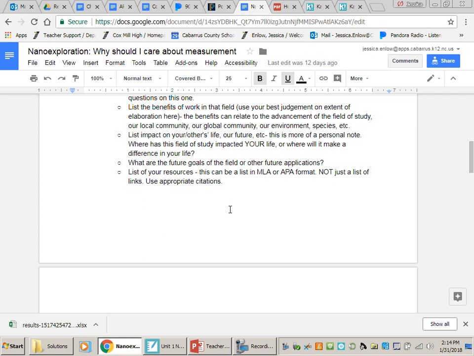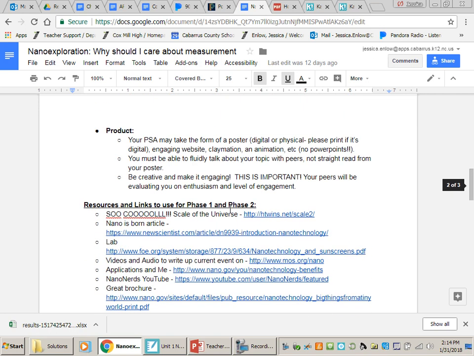Don't just say you have no sources. You didn't pull all of it from up here, so you're probably going to use at least one source. If you're more comfortable with MLA, use that. If you're more comfortable with APA, use that. Just make sure you have that at the end of your poster in some way. Down here, it tells you what we're looking for. You can also send me other ideas, more than just what's here. I just kind of got you started.